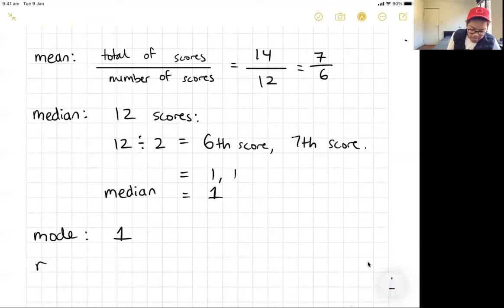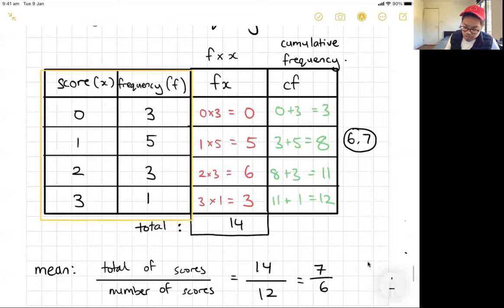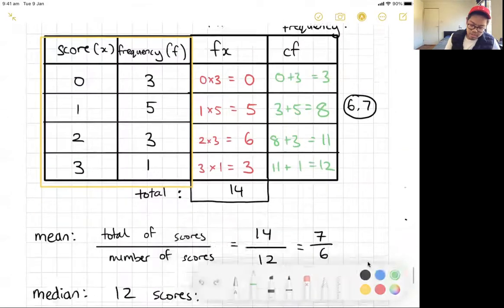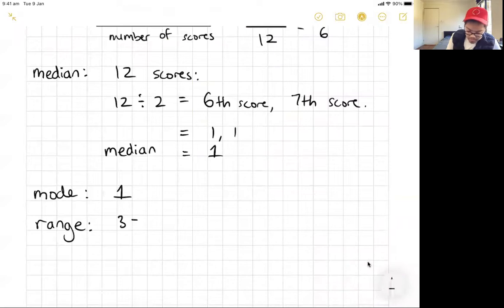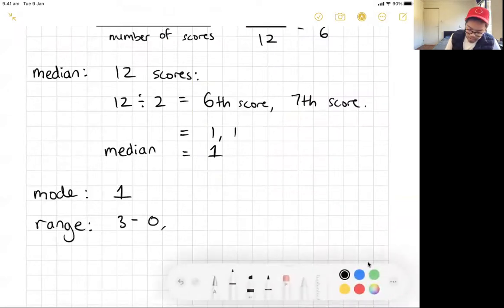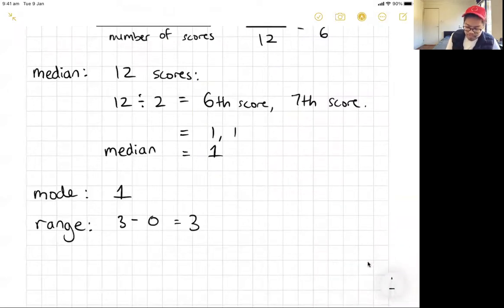And the last one, range, is always the same as before. Highest score take away lowest score. So your highest score here is 3. Lowest score is 0. So that means 3 take away 0, and that gives you an answer of 3.